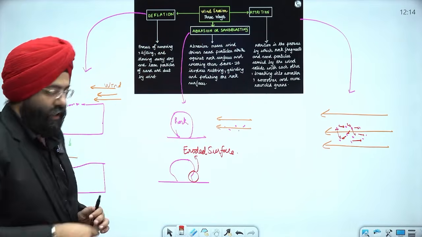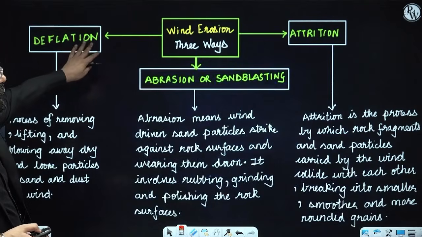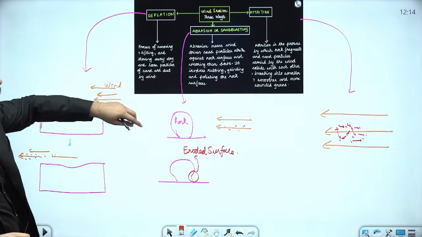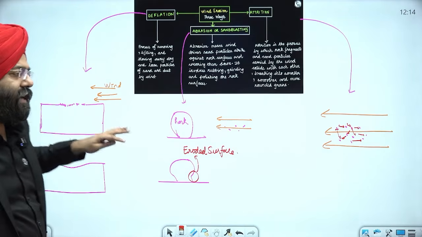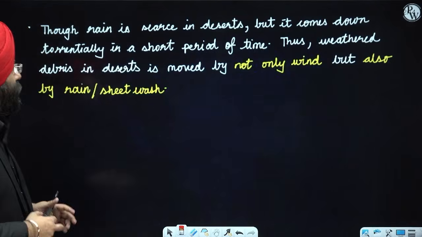So now what is clear to you? See here. We have done the three processes, deflation, abrasion and attrition, and I've drawn rough diagrams which you can draw in your examinations also. Clear? Okay. Let's move ahead.